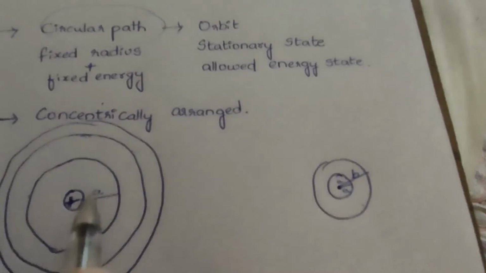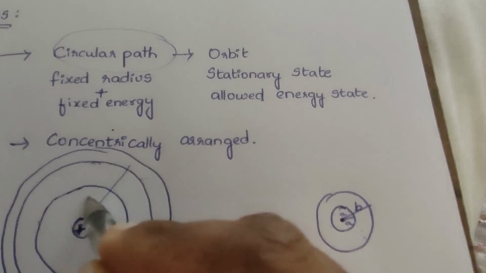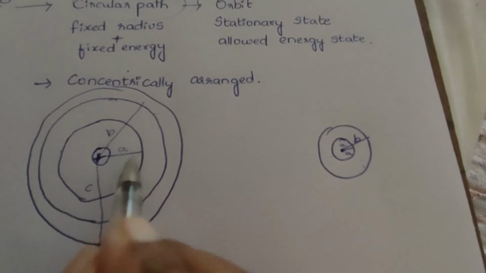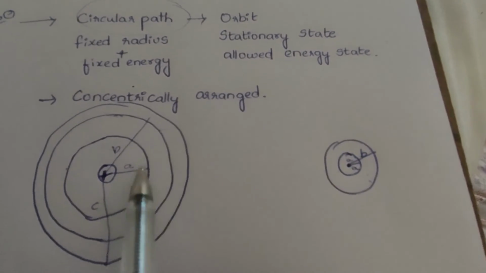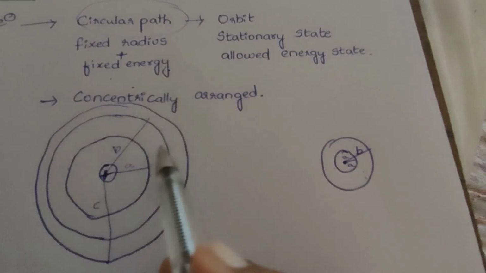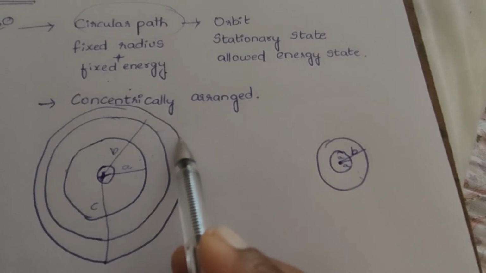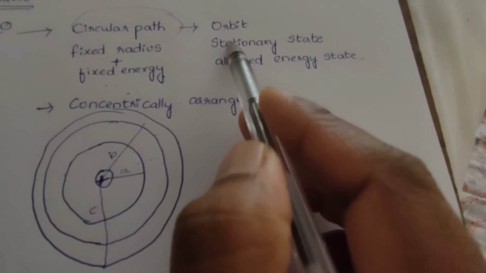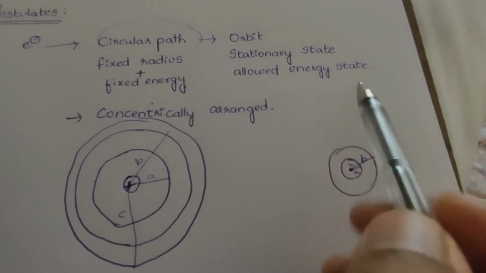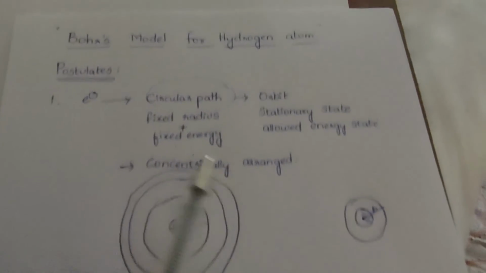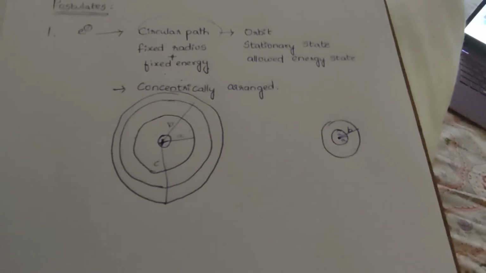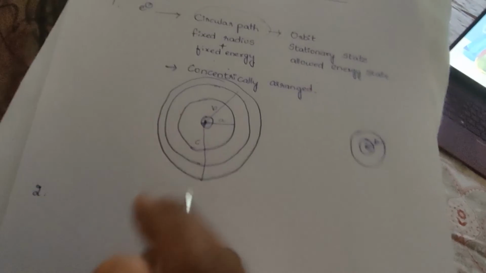Every circular path has a fixed radius and every circular path will have a fixed energy. These circular paths are called orbits or stationary states or allowed energy states. This is the first postulate given by Bohr, and the second postulate is regarding the energy of the electron.